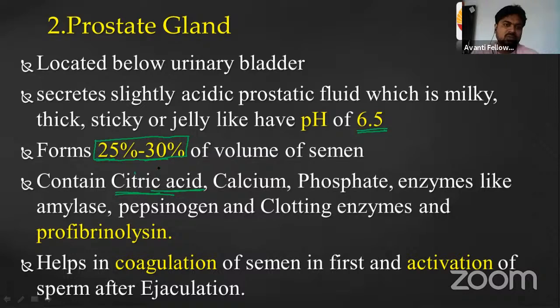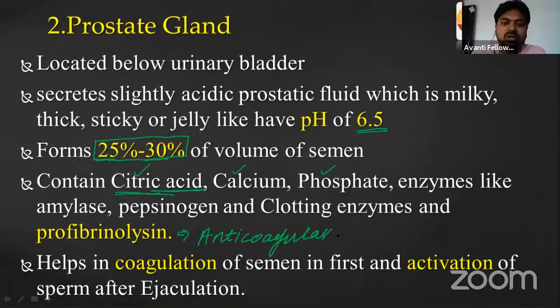Again it contains citric acid, okay, it contains calcium phosphate, enzymes like amylase, pepsinogen, next is a clotting enzyme, and profibrinolysin. Actually, profibrinolysin is one of the anticoagulants.